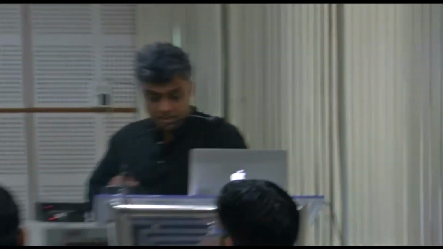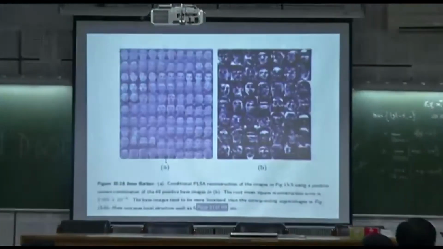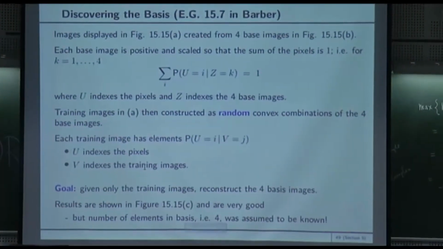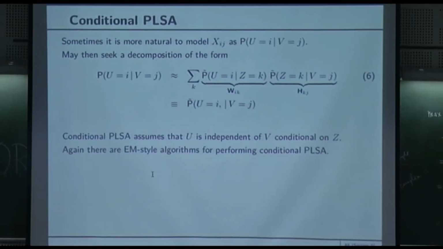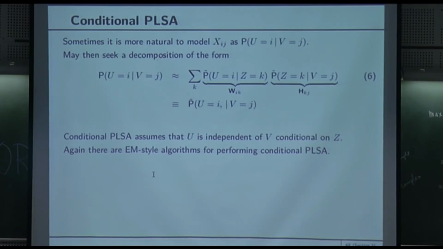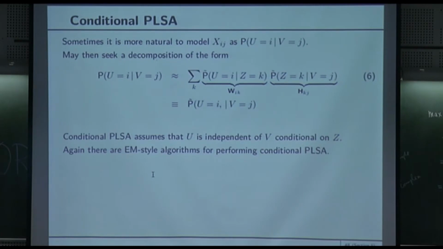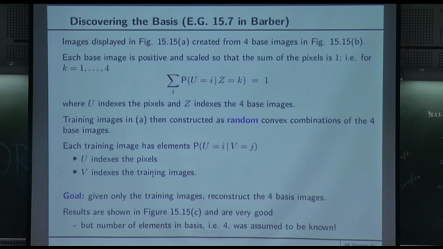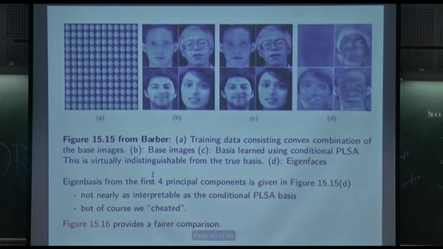So yesterday we left off right here. We were talking about conditional PLSA, which is a way to do a non-negative matrix factorization on some data that can be looked at as a conditional distribution. I won't get into details. I don't have a numerical example. Here's an example which has been taken from Barber, which talks about this conditional PLSA idea and tries to do some training exercises for that. So here's what they did.